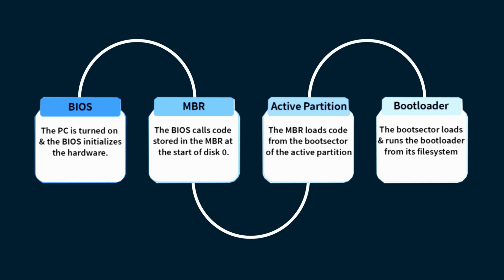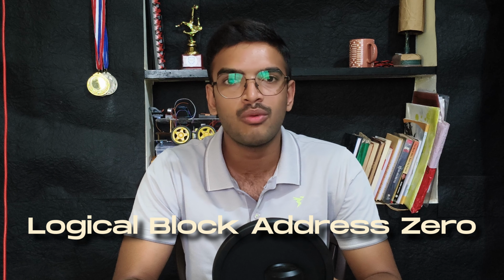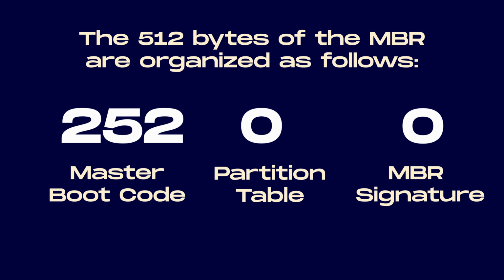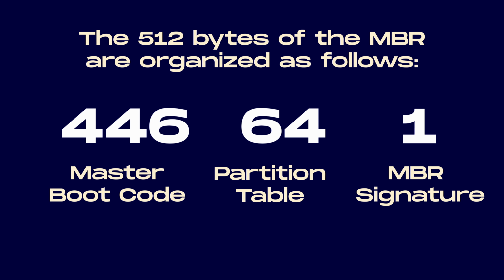off the OS start. MBR is located in the first sector of the storage device, that is the first 512 bytes. It's in a fixed location called logical block address 0. The first 446 bytes are for the bootstrap code area. The next 64 are for the partition table, and the last 2 bytes are for the boot signature, the MBR validation check. It is also known as the magic number.